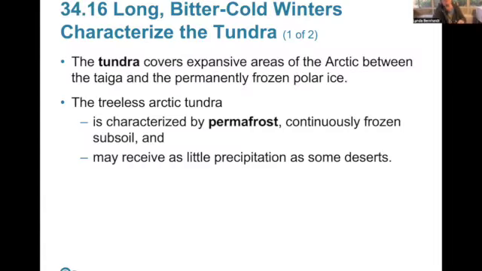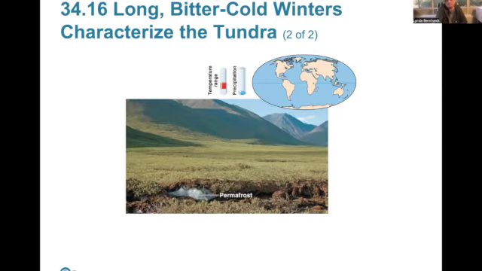Then we have our tundra. So this is going to be very cold. Permafrost, always frozen, not really stuff that you can grow anything. And it receives as little precipitation as some deserts. So while everything might be frozen, it's not a lot of precipitation. And then that's just showing you that part.